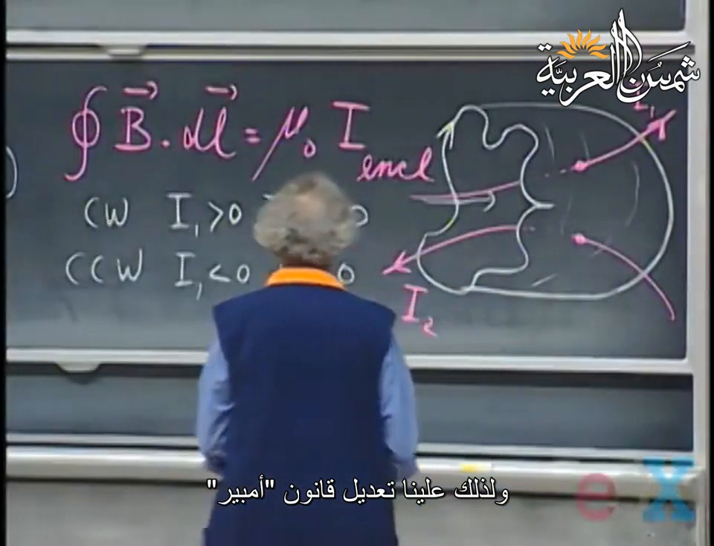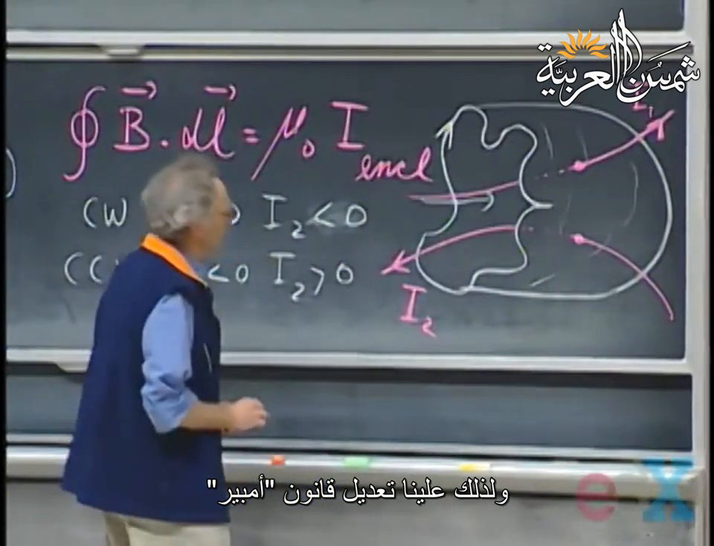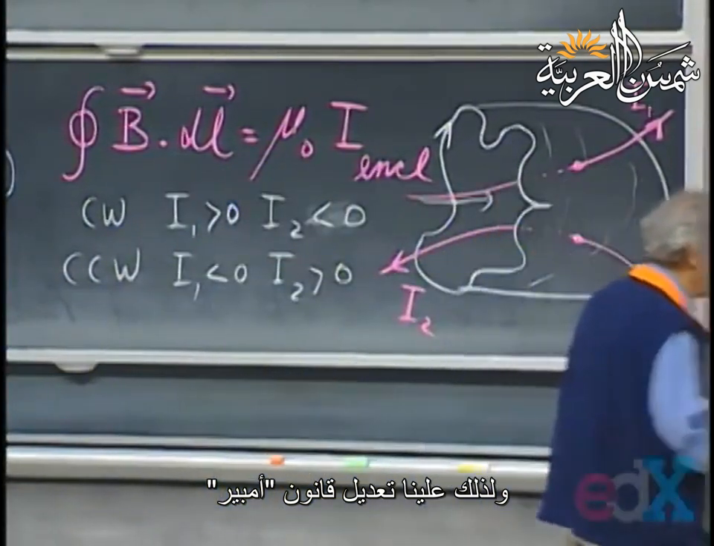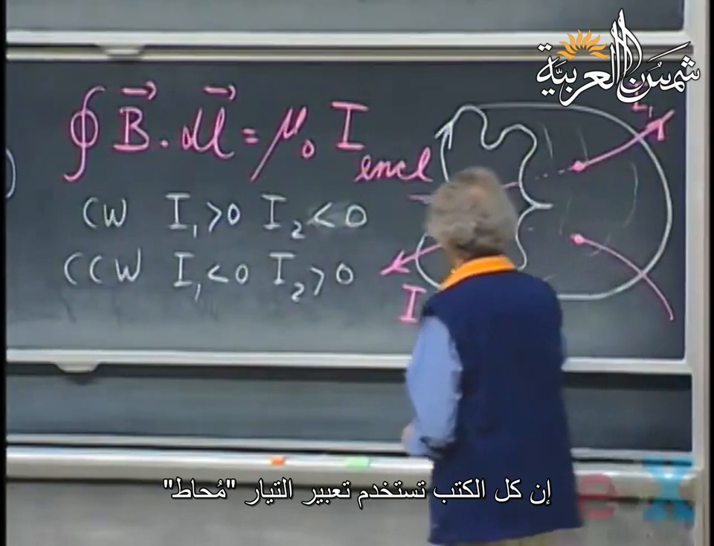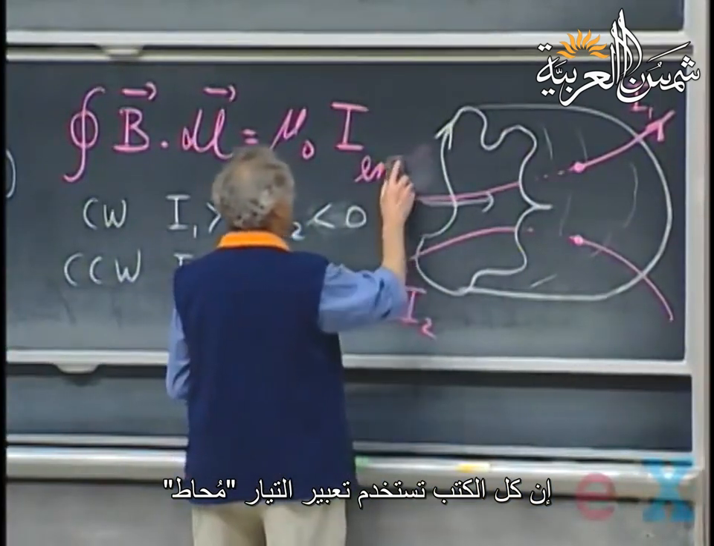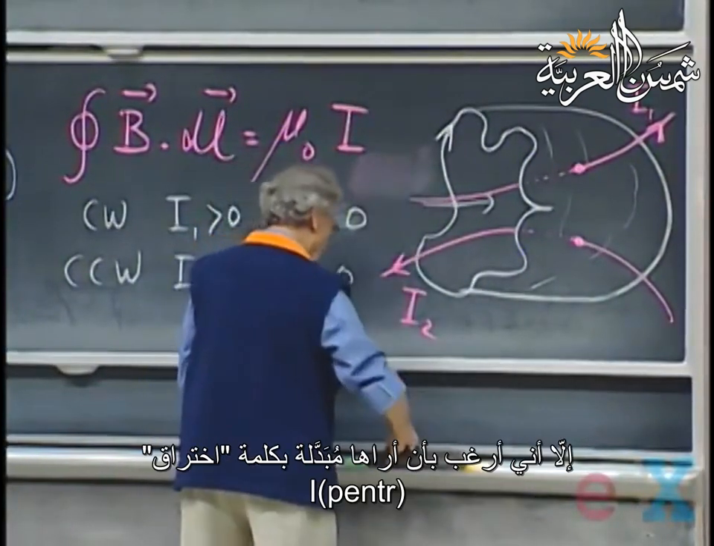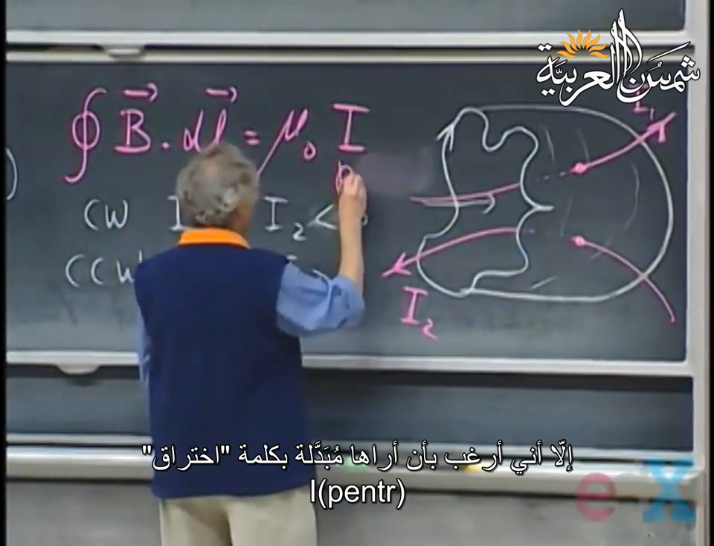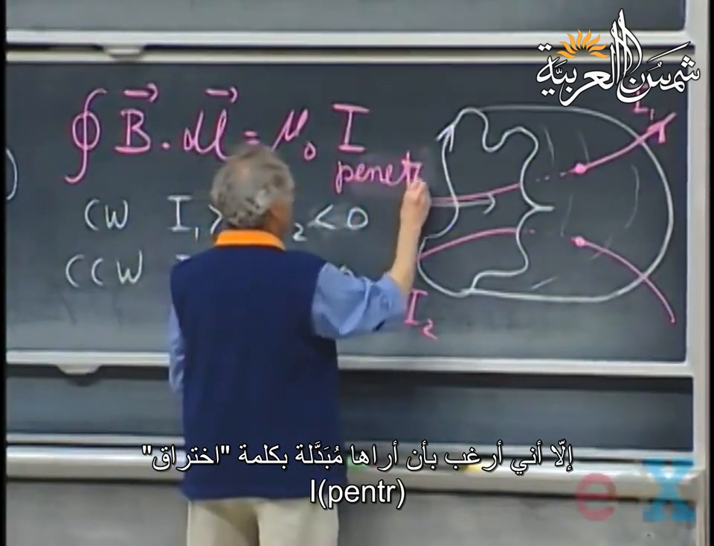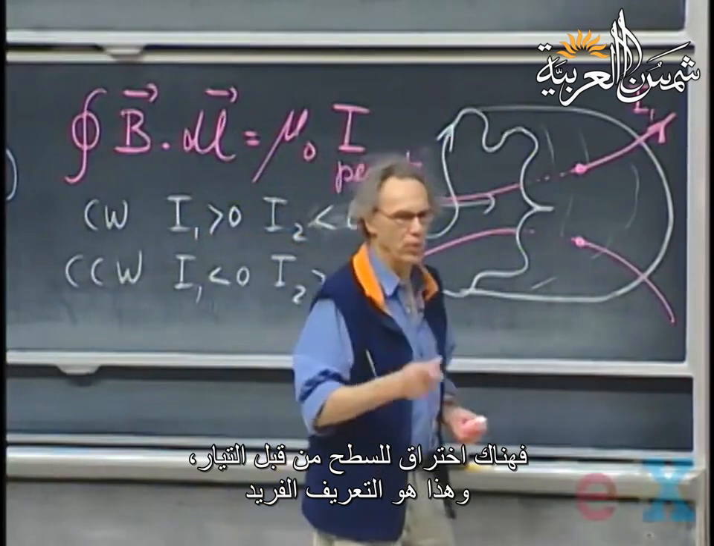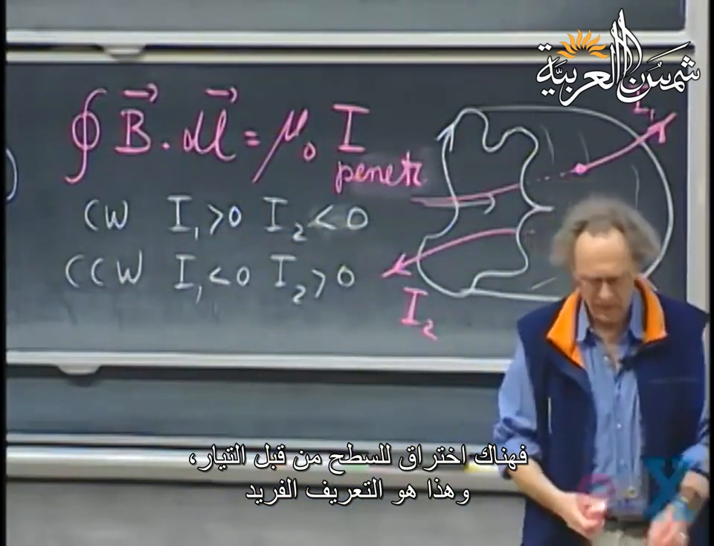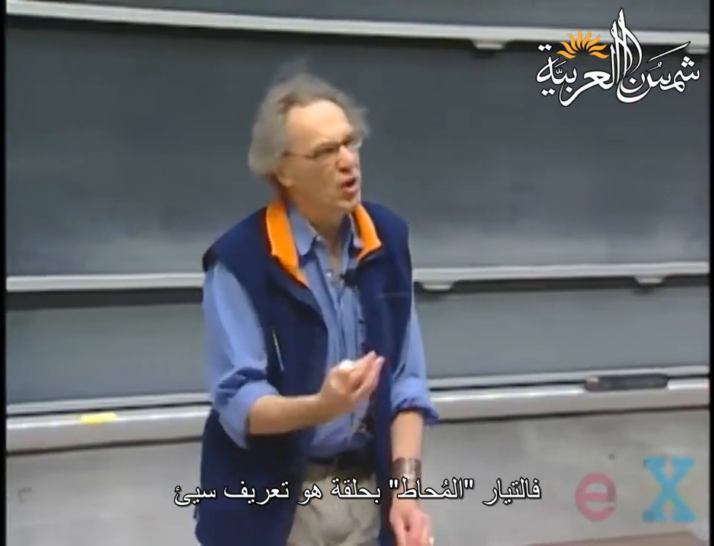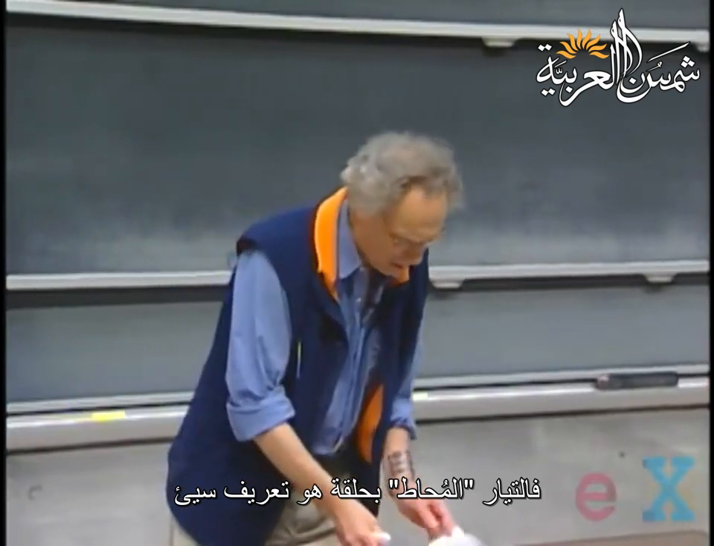And so if you want to amend Ampere's law, to do me a favor, but you don't do books a favor, because all the books use the word enclosed, I would like to see this replaced by penetration. That is the penetration of a surface by a current. That is uniquely defined. But a current enclosed by a loop is ill-defined.